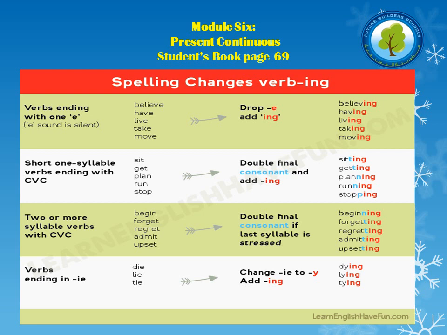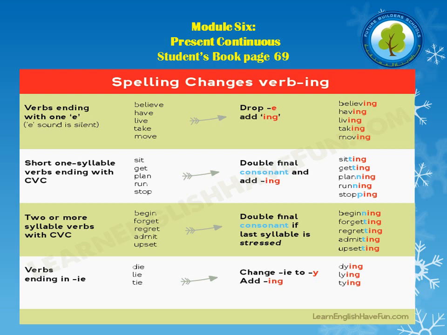Now, two or more syllable verbs with consonant, vowel, consonant, CVC. For example, the words begin, forget, regret, admit, upset. We also double the last consonant if the last syllable is stressed.